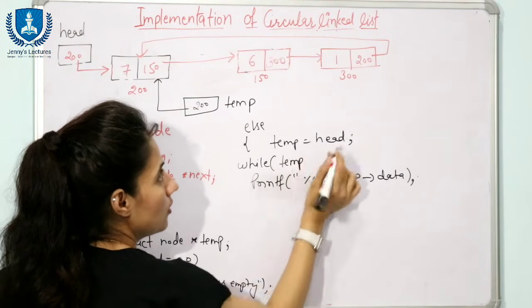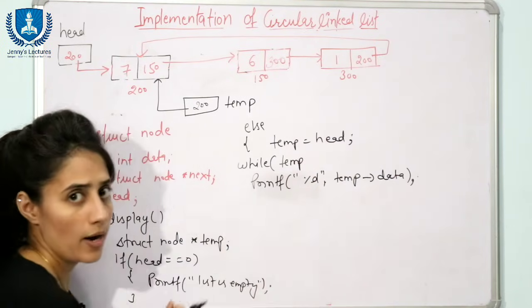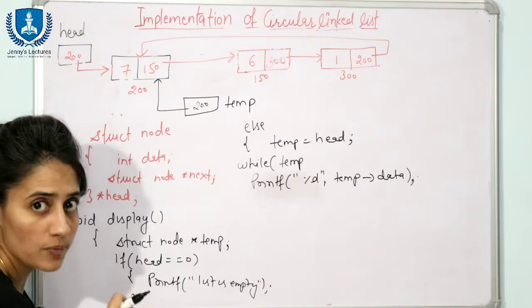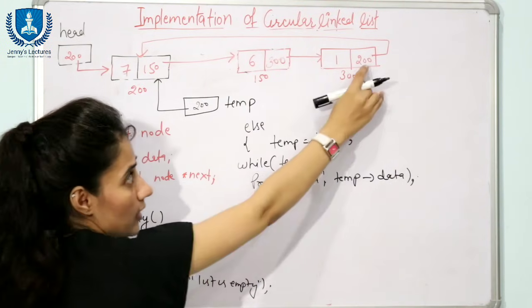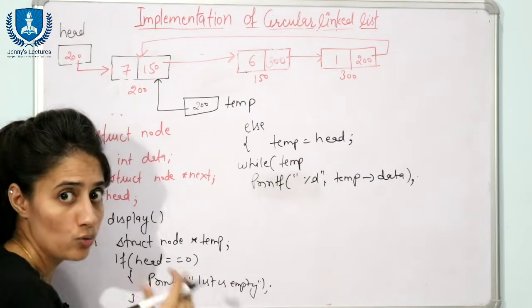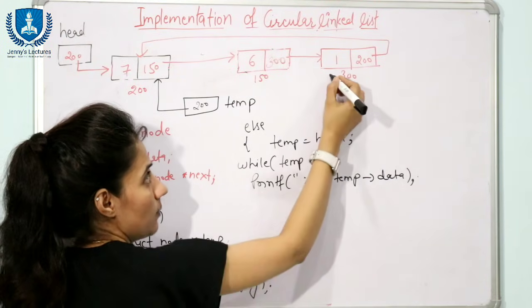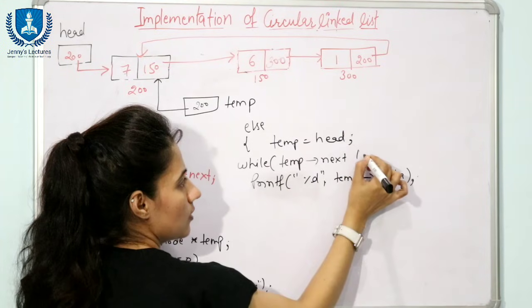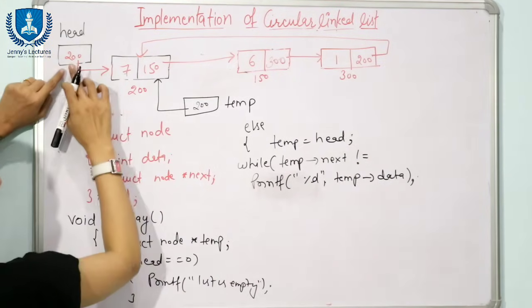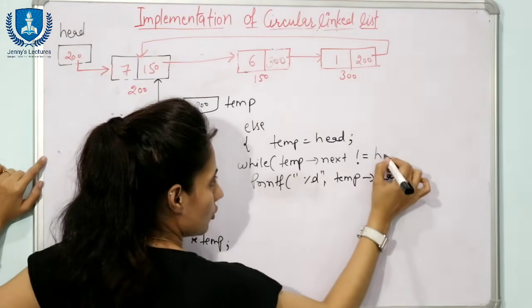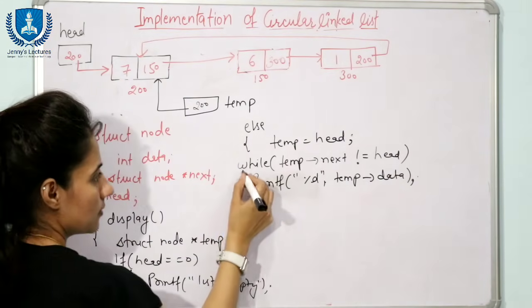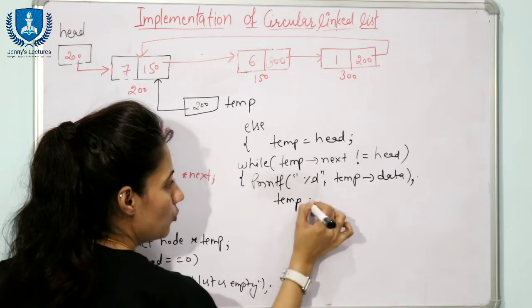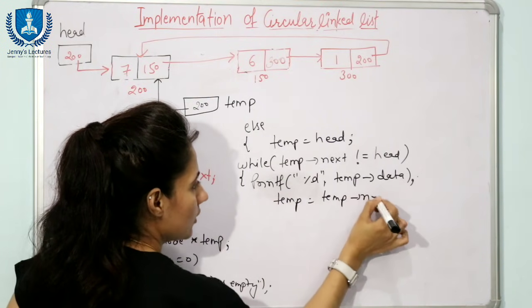See, I can write a condition on this part. Here we have 200, and 200 is the address of this first node. It means we have reached the last node. So you need to write something like this. Suppose at some time temp reached here. So I can write temp next not equal to head, because head is containing this address. Till then we are going to print this, and after printing we will move temp. Temp is equal to temp of next.